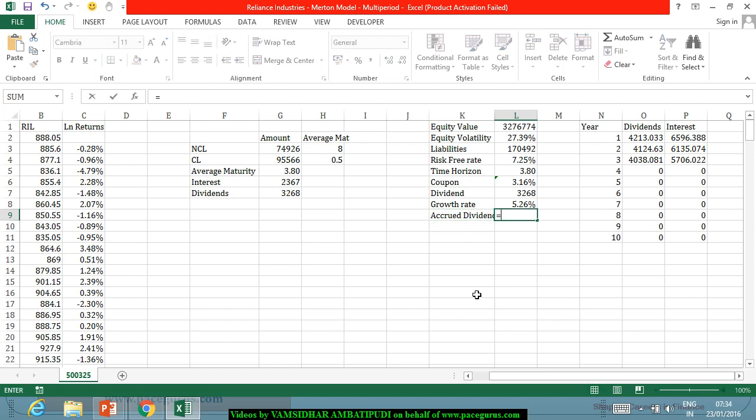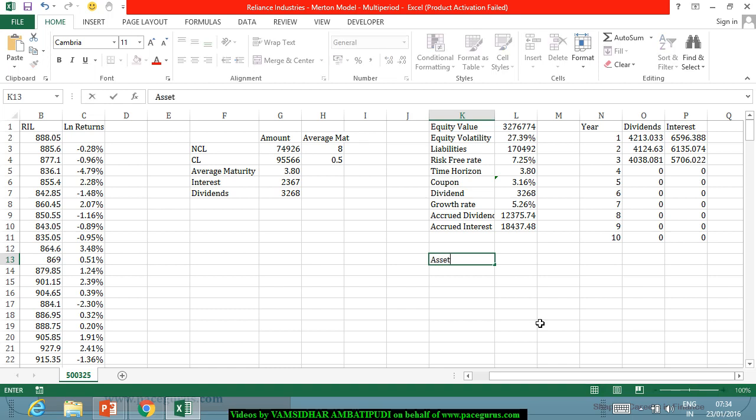So at the end of 3.8 years, the value of the dividend that is going to be accrued is somewhere around 12,000, and accrued interest at the end of the period is again going to be the summation of this, which is around 18,000. So I got these two things as well. Now based on this, I can compute my asset value.